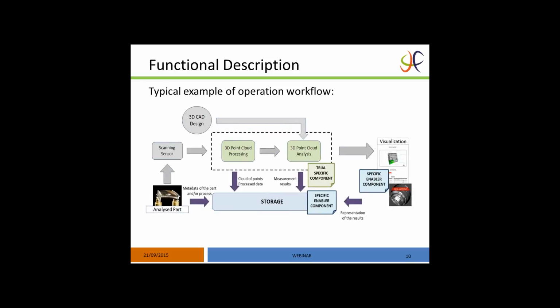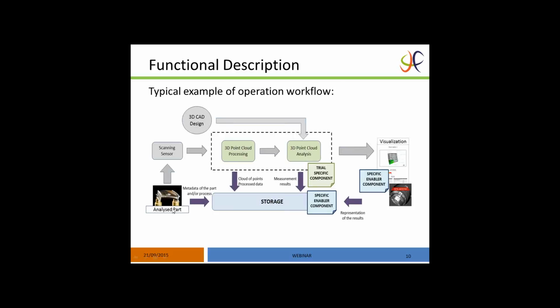This is a typical example of how we could use this specific enabler. Obviously, you can also think about other different configurations where the specific enabler could work. This is only a very typical or classical example of the use of the specific enabler in a typical manufacturing environment. I will explain by steps.